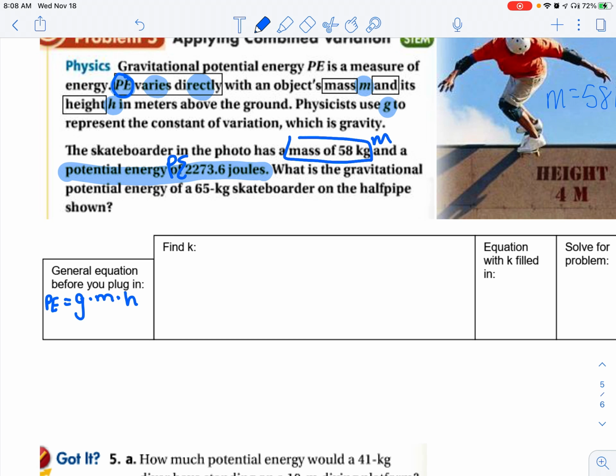And his height, here it is. His height is 4. So instead of writing PE, I'm going to write 273.6 joules, but I'm going to leave the units off. I don't know what the constant is, G. I do know his mass is 58, and I do know his height is 4. So I'm going to get my calculator.